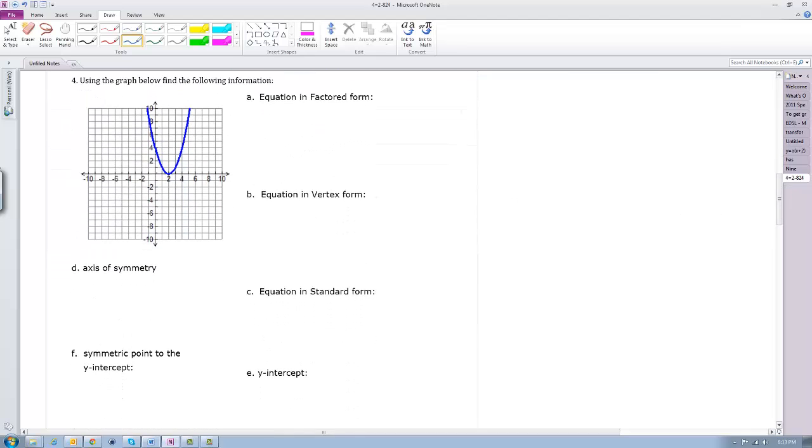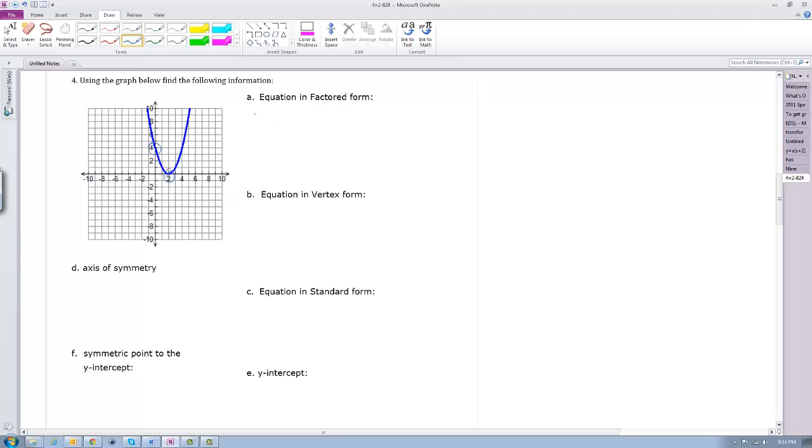Exercise number 4. In this case, we are doing the reverse. We will find the equations, the algebraic form of the parabola given a graph. Okay, let's look at the points that we know. We have the y-intercept. We have the solutions, the vertex. So we have quite a bit of information already.